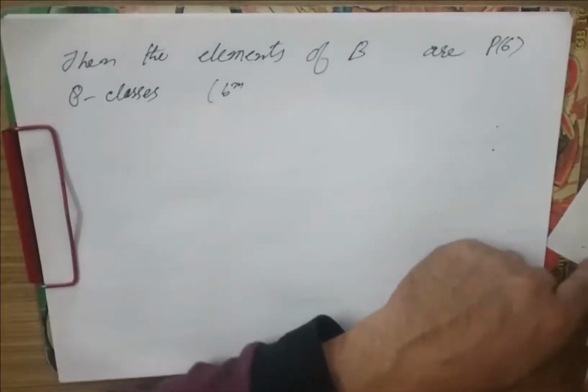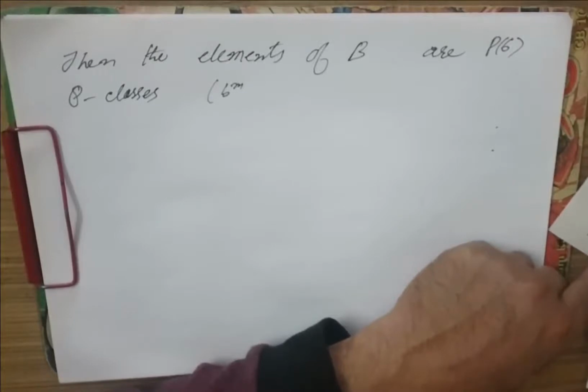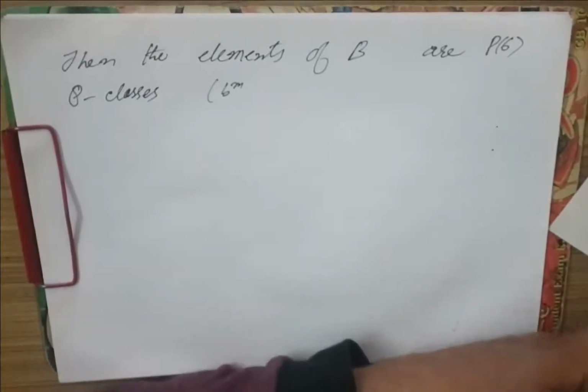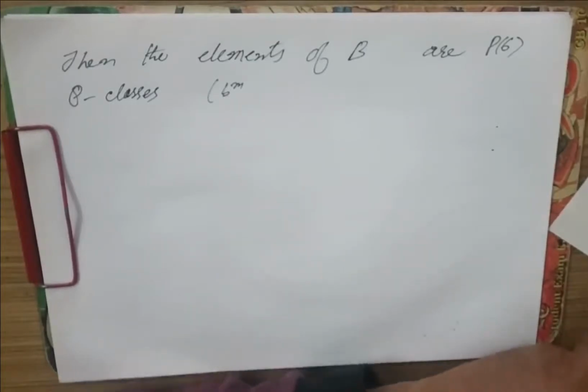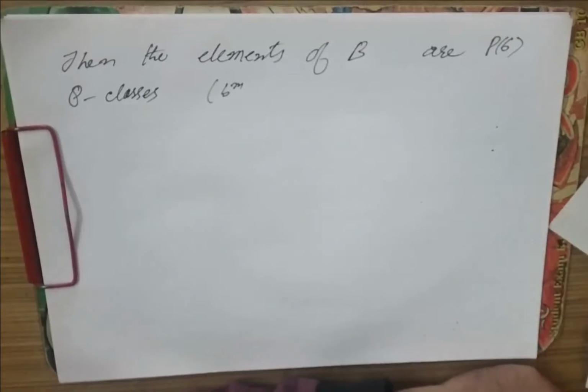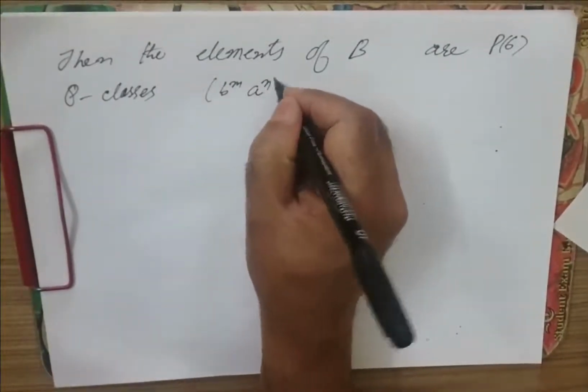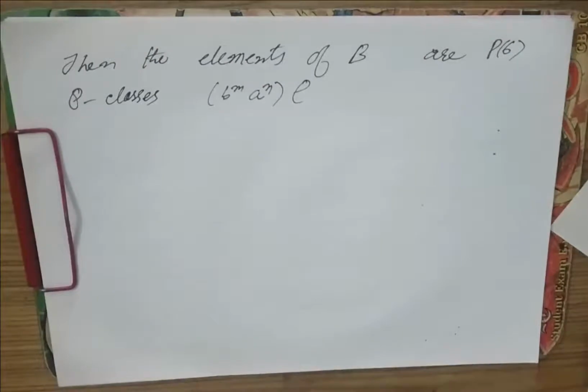Now suppose I have a power 5 here, then I can write it as the rho class of say a square, like this. Suppose one more a is here, then I can write it as the rho class of b cube. So in general it's the rho class of b power m a power n. So that's the general form.